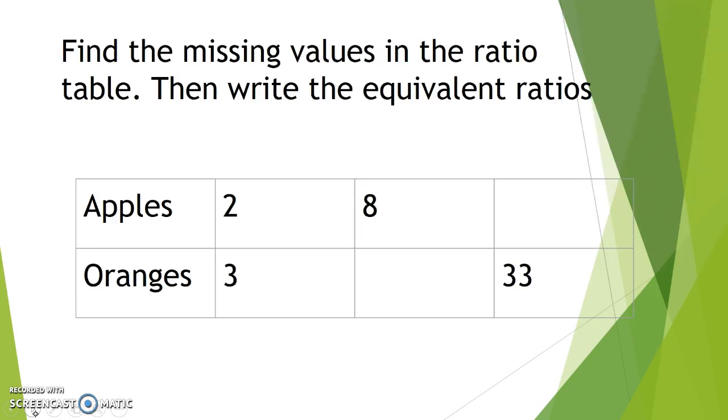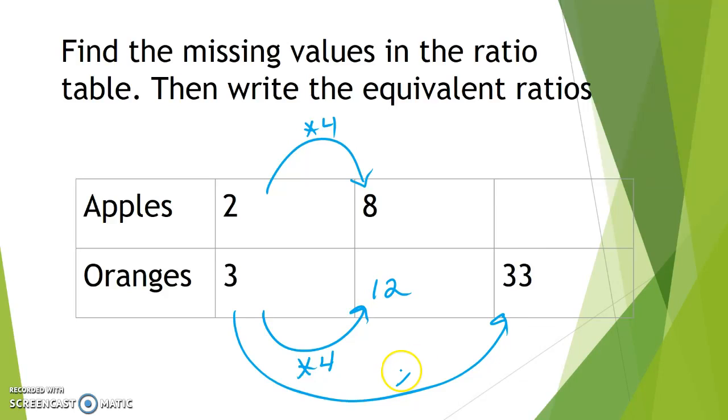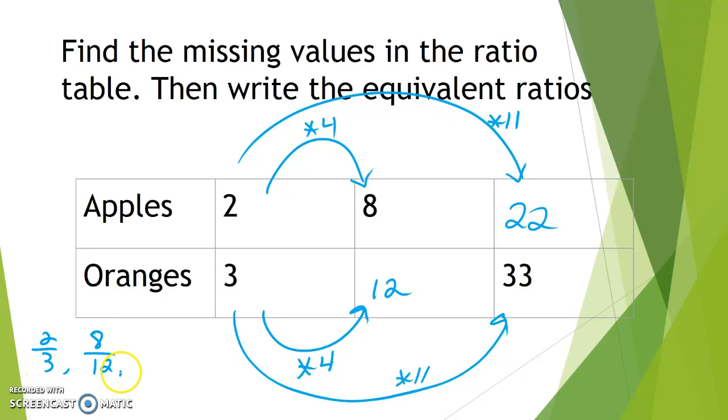And our third one here, to get from 2 to 8, we multiply by 4. Do the same thing down here. We get 12. And then 3 to 33, we multiply by 11. Same thing at the top here. We multiply by 11, so we get 22. And again, our 3 equivalent ratios are 2 to 3, 8 to 12, and 22 to 33. Those are our 3 equivalent ratios there.